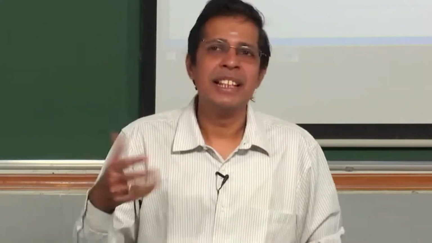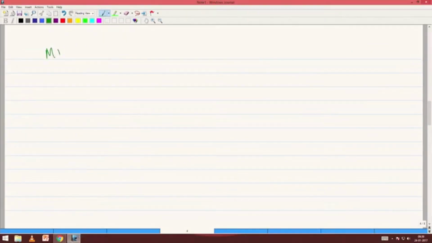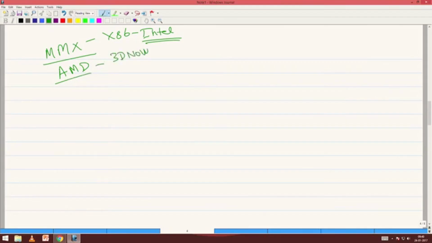Now for this, Intel and AMD came out with what we call MMX instructions, multimedia extension. MM is multimedia, X stands for extension. This was brought by x86 Intel. Intel and AMD were two good competitors. When Intel came out with this, around the late 90s, AMD came out with what we call 3DNow instructions, because 3D graphics was coming up in a big way. These are all graphics and media processing instructions.